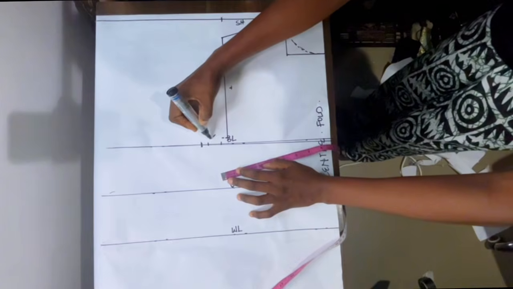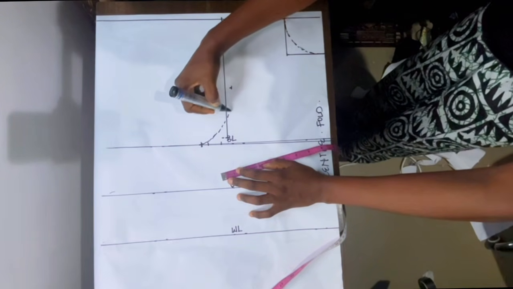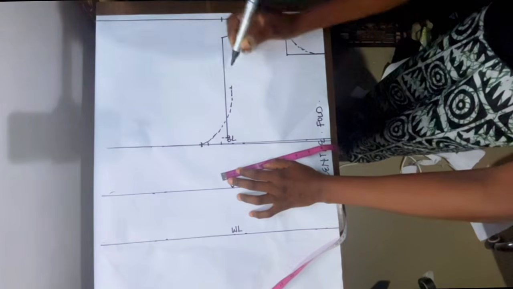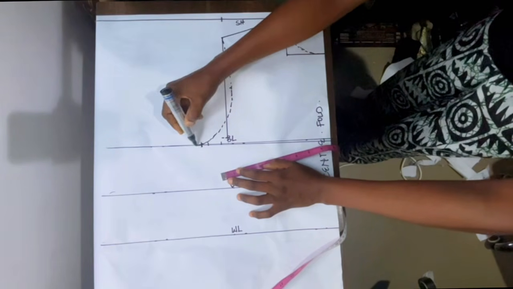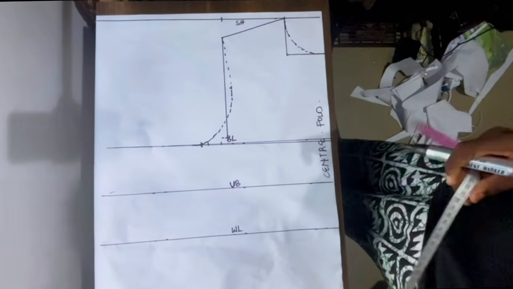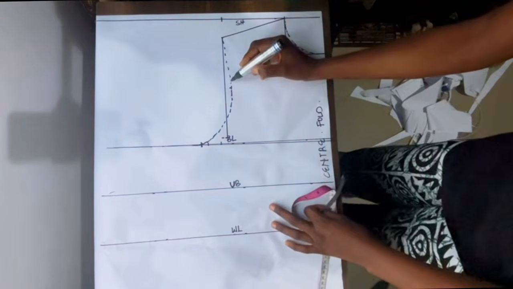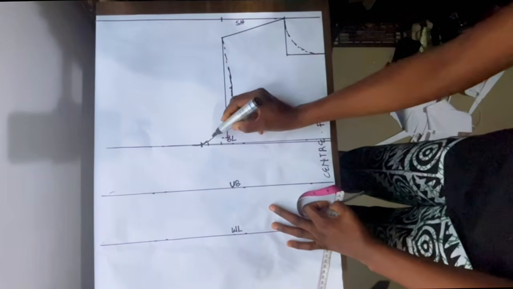You follow this curve. So I want to use my free hand. Normally I would have used my curve rule, but I want to use my free hand so that you see how it's being done. Okay. So this is the armhole curve that we have just created. All right. So this is it for the front, and then we're going to go ahead and mark the darts.